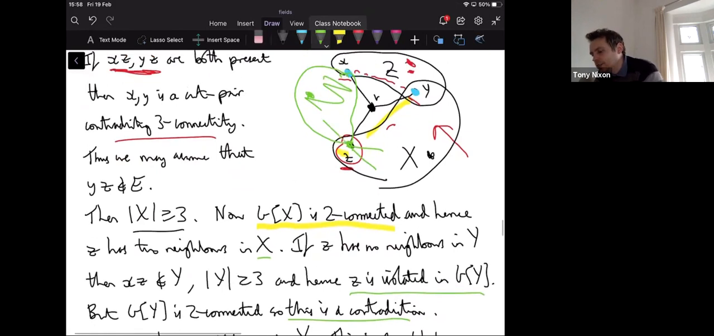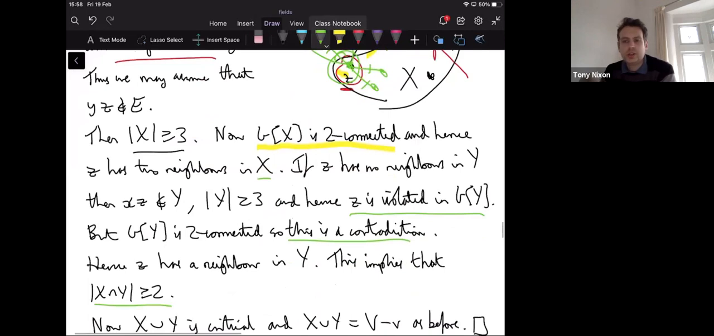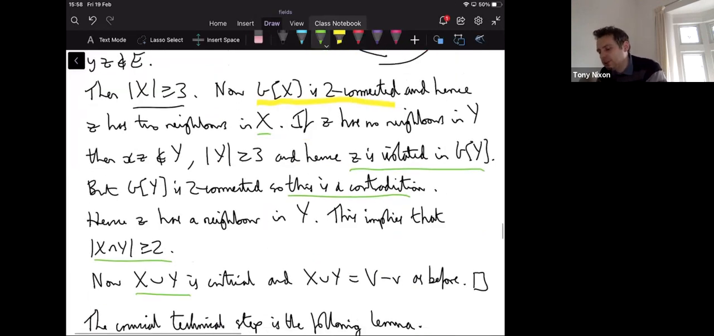Hence, z has a neighbor over here, but z has degree 3, and you can see I've got 1, 2, 3, plus the edge to v, 4. So one of these 2 vertices must actually be in this intersection with z. And so x intersect y is at least 2. There's a second thing in there. And now again, x union y is critical, and x union y equals V minus v, as we did before.